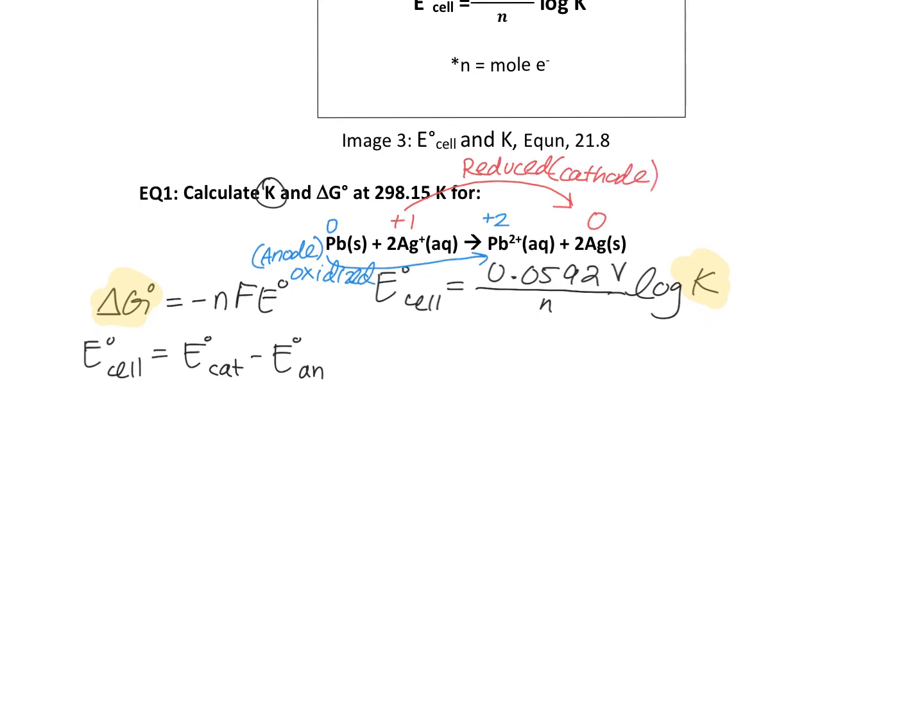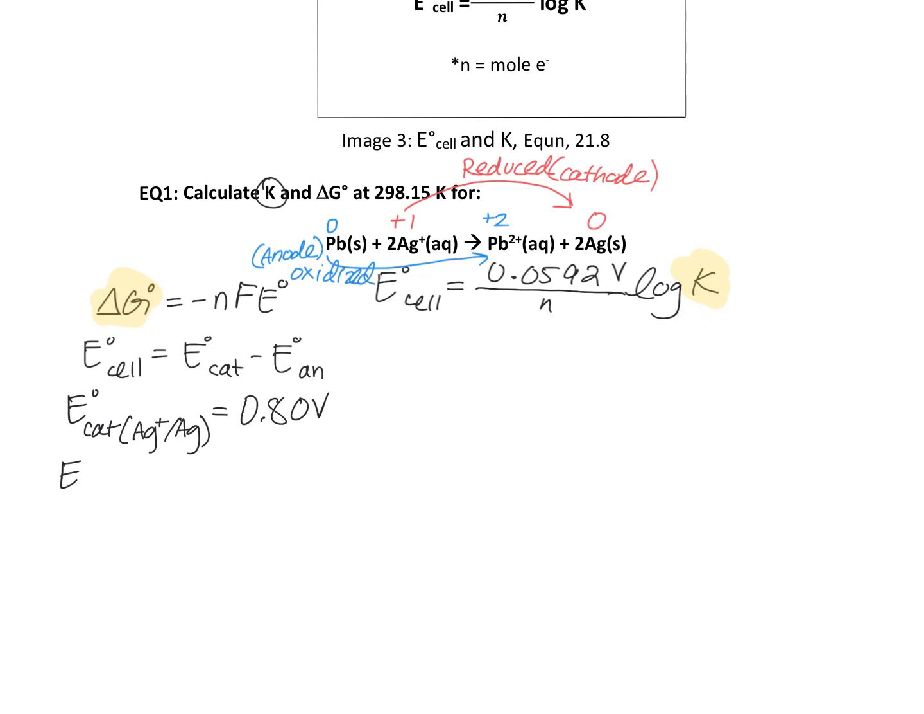Okay, so let's go ahead and look up our cathode. Let's change this to black there. So our cathode, I know, is our silver half reaction. So that's silver plus going to silver. If you look up that value in the back of your book, you should get 0.80, or I think it's on the chart a few pages before this.